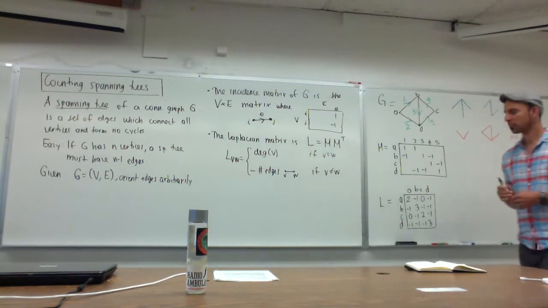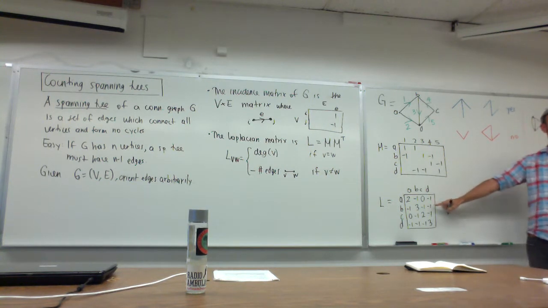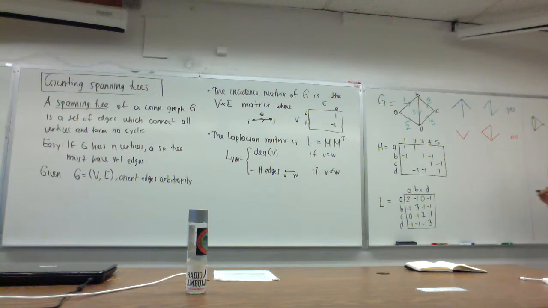What do you mean by parallel edges? So parallel edges are like this. These are two parallel edges in a graph. So I am allowed to do this, and if I had this, then I would see a -2 instead of a -1 in my Laplacian.